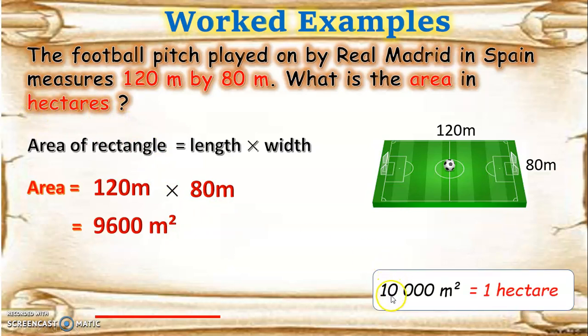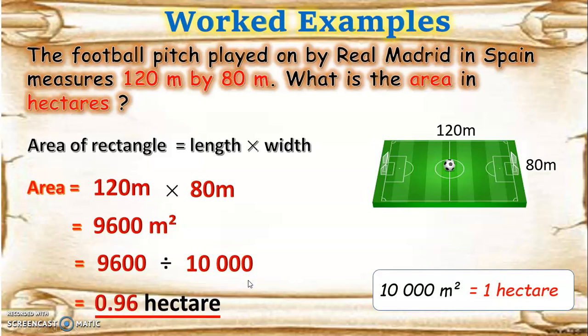So remember that there are 10,000 meters squared in 1 hectare. So what we need to do is to divide it by 10,000. It means that we have 0.96 hectare in 9,600 meters squared.